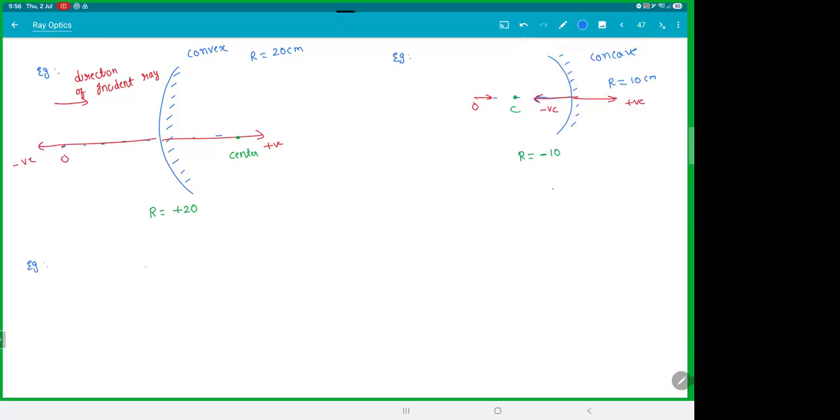What about a lens? Suppose I take a lens like this, let's say R1 is 20 and R2 is 10, and let's say the object is here. Now what is the sign convention? Which one is positive? Are both positive or negative? What are the values of R1 and R2?